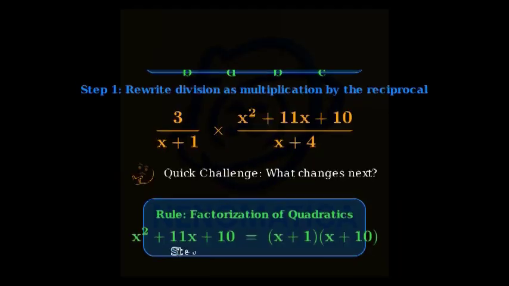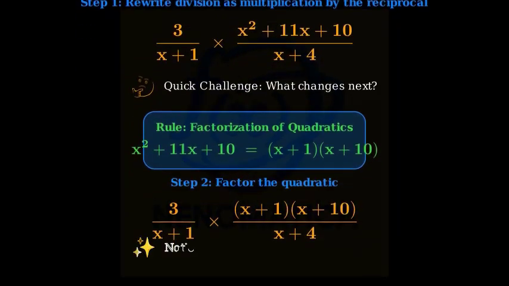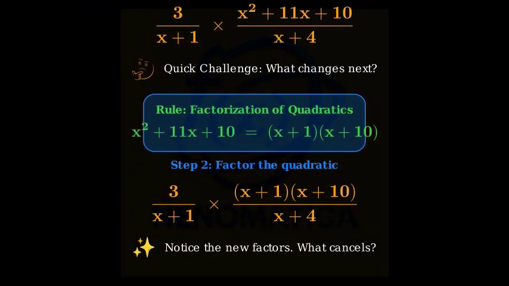Step 2. Factor the quadratic x squared plus 11x plus 10 into x plus 1 times x plus 10. Here is the factoring rule. And here is the factored expression with changes highlighted.